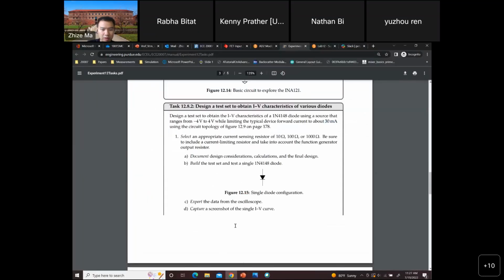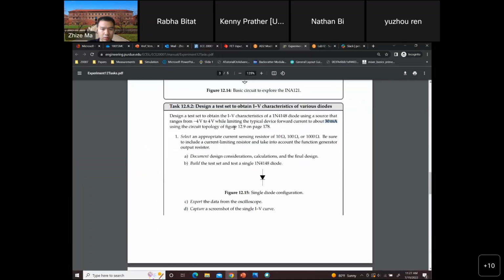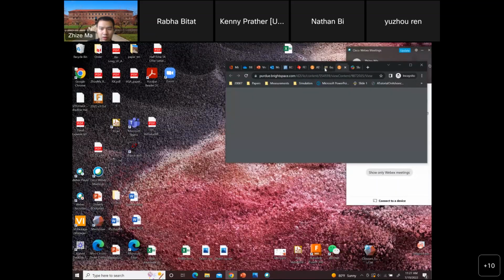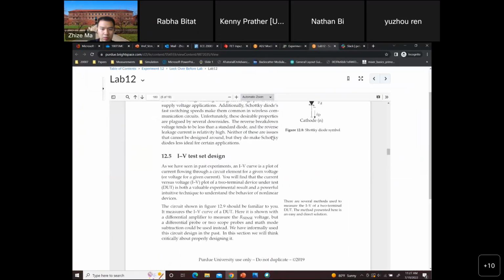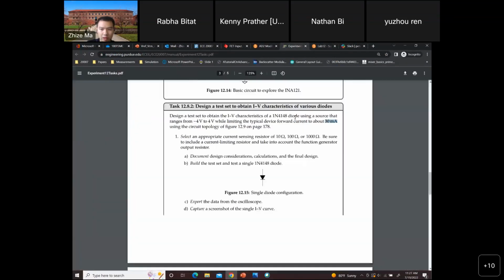Then you need to find the VD test according to this current. So you need to go to figure 12.9. Actually, that's a typo here. In the lab manual it is not 12.9. You will need to look for this figure right here, which is 12.5. So you are going to find the corresponding voltage according to the given current here.